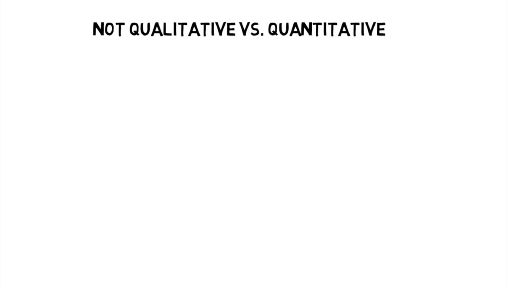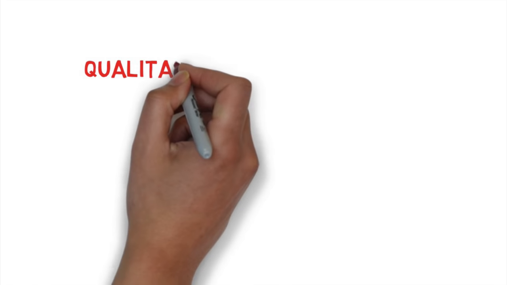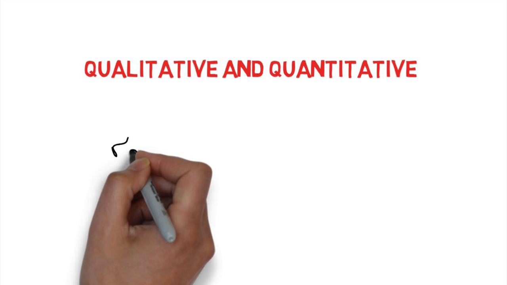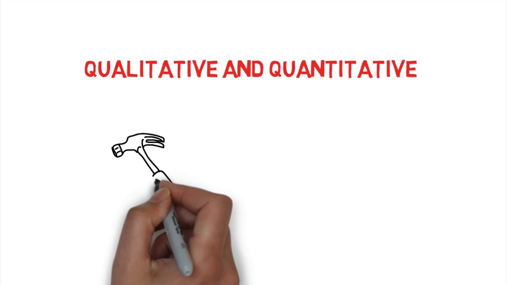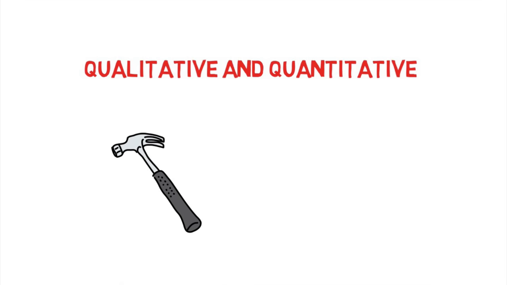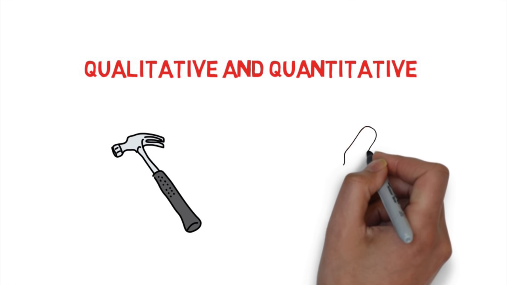Qualitative and quantitative research are not opposites. It's better to look at them as tools, like a hammer and a screwdriver. A hammer and a screwdriver aren't opposites. They're just tools that are used in different situations. I mean, I guess sometimes together, depending on what you're fixing or you're building.